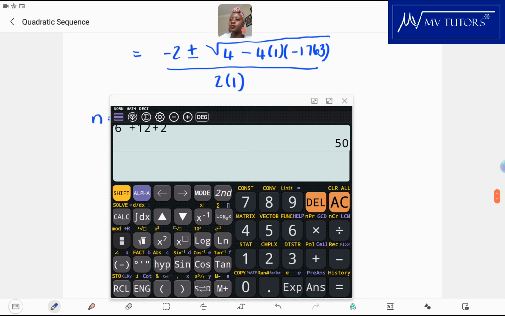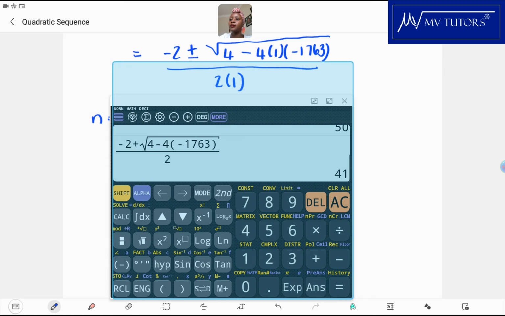So we have negative 2. I'll start with the plus. And then I have 4 minus 4 times negative 1763. Okay. And at the bottom we have 2. So I get an answer of 41. Okay.